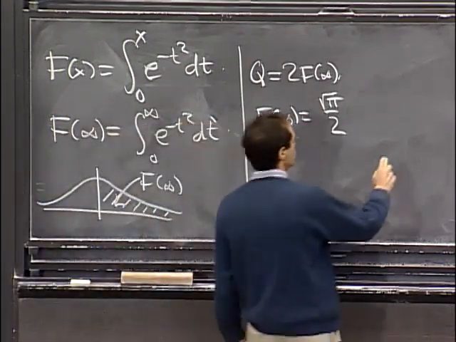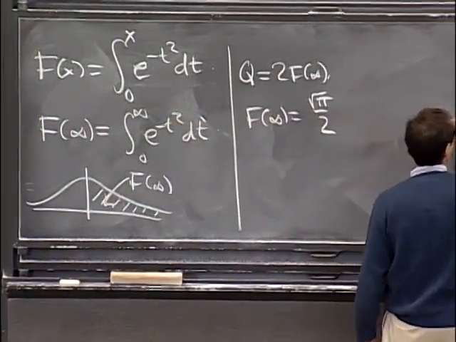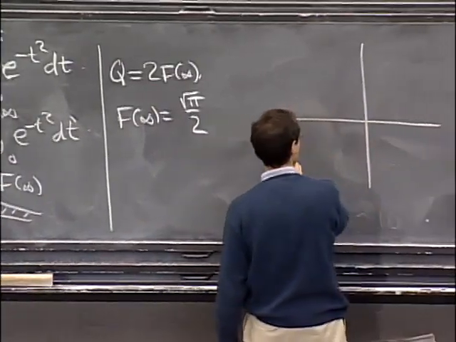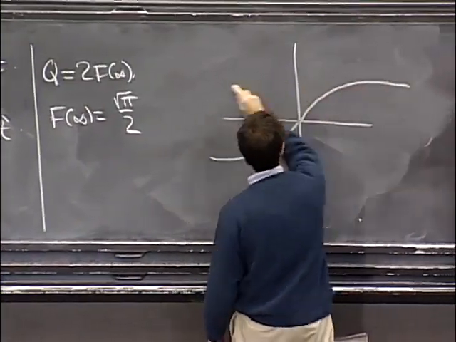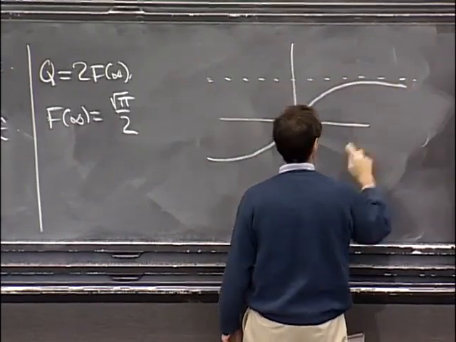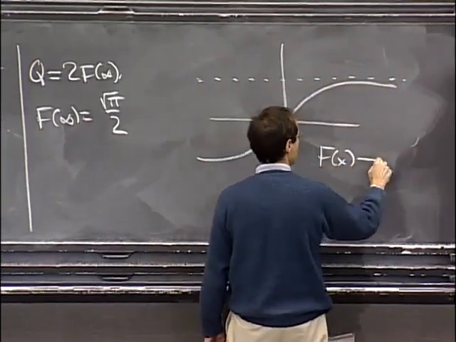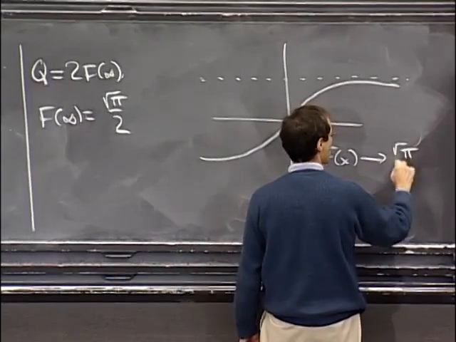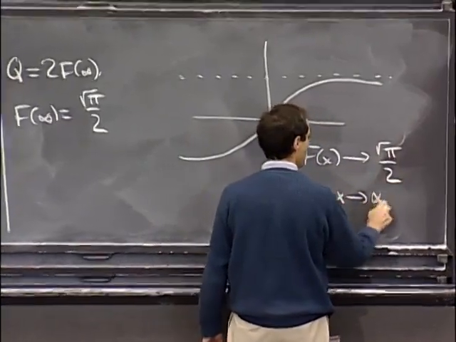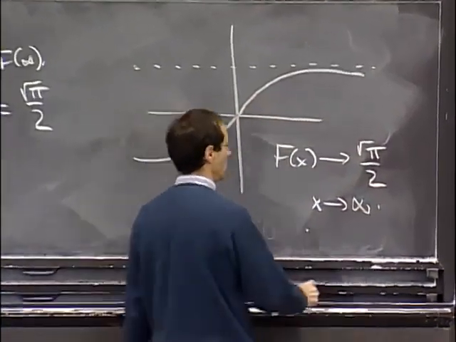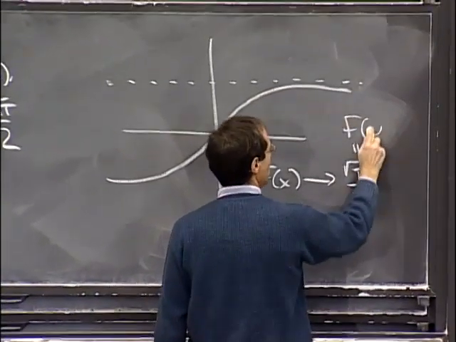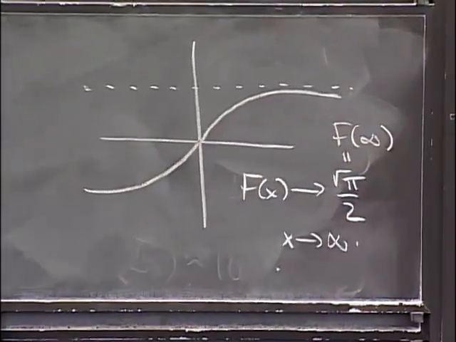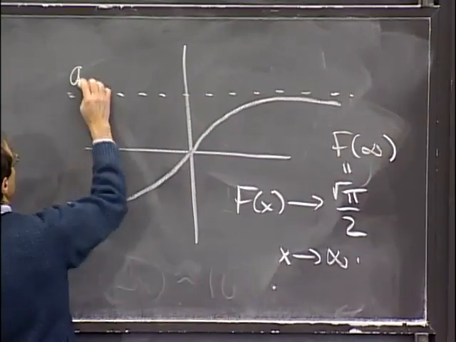And that was the thing that I drew a picture of on the board, namely the graph of f looked like this, and there was this asymptote, which was the limit. F of x tends to square root of pi over 2 as x goes to infinity. That was that limiting value, which is f of infinity. All right, so this is the asymptote.